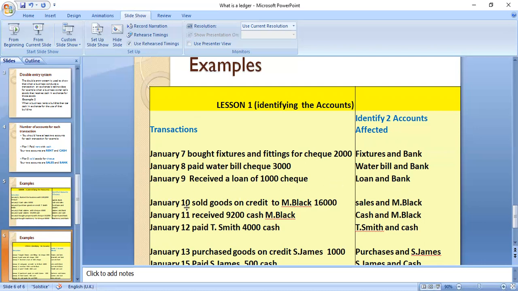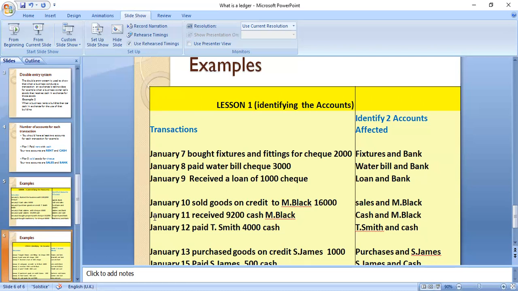On January 10, sold goods on credit to M Block, $16,000. Two accounts affected would be sales, because remember that sold means sales, right? And M Block. If we sold goods to M Block on credit, it means that M Block is a debtor. He hasn't paid us by cash or by check, right? And so we have to create an account for him so that whenever he pays, we can post that information in his account.